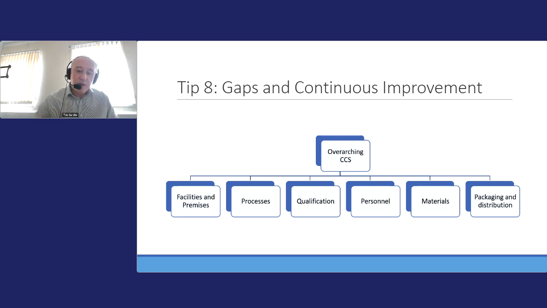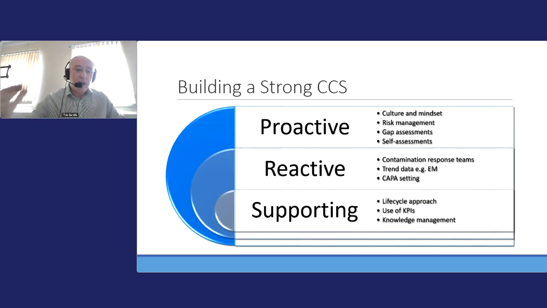But we've also got continuous improvement as well. So we need to be proactive, and this touches on that earlier tip about the contamination control ambassadors. We want people to report things and to say things that might not be ideal, and also to be willing to partake in continuous improvement exercises. There's also going to be reactive elements as well.